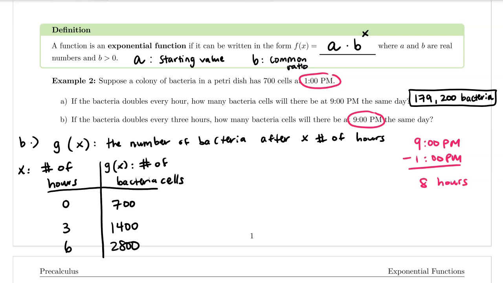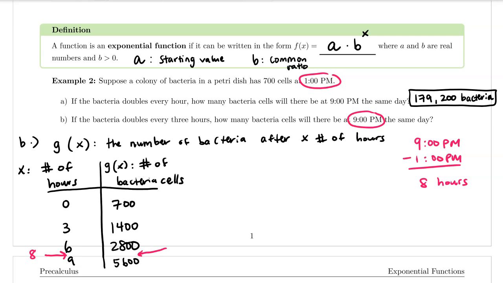The issue is that if I were to fill in another row in my table, if I put in 9 hours, then this would be at 5,600 cells. But 8 falls between 6 and 9 here. So our answer is going to be somewhere between 2,800 and 5,600 cells. But what value is that exactly?